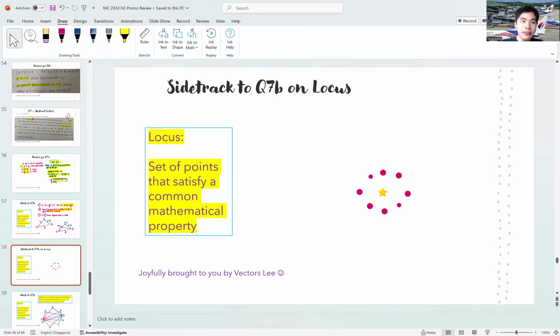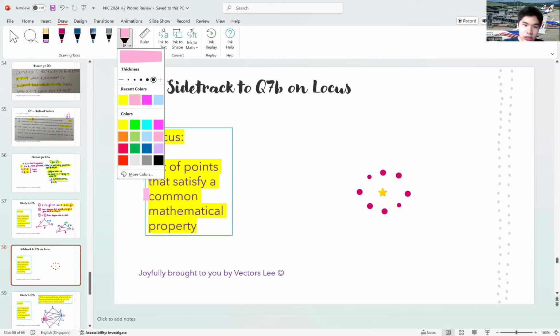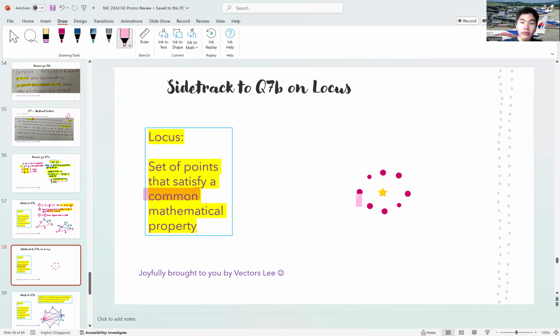So what is the mathematical property that is satisfied here? The mathematical property that is satisfied is common. You see, I say the word common. Why common? Because it occurs for all of these points that I mark out over here. So what is so common about them? The common thing is that they are all 1 centimeter away from the star. And these are just 8 points I mark up.